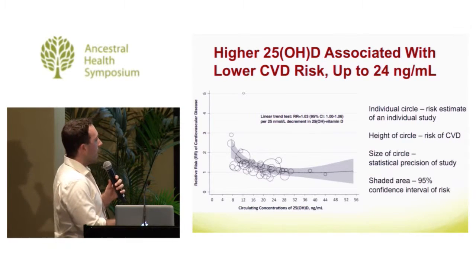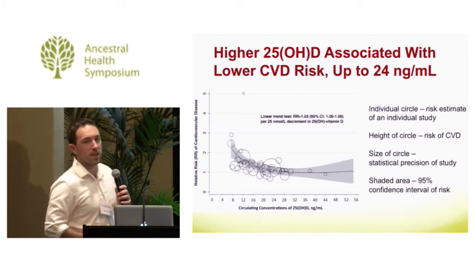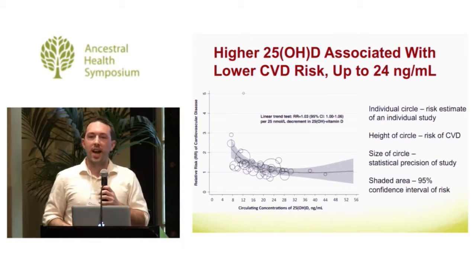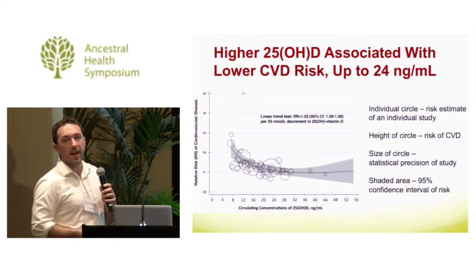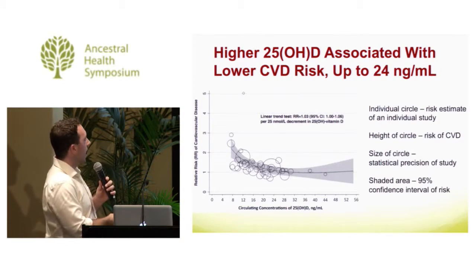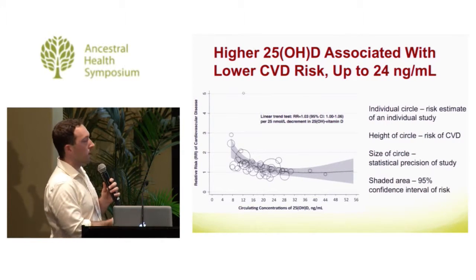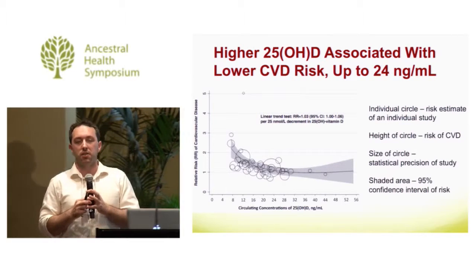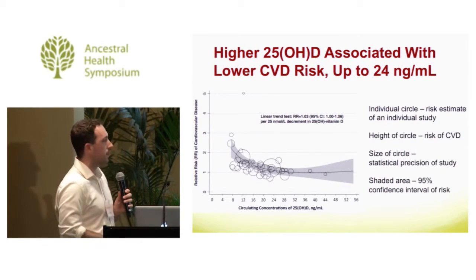When we look at concentrations between 8 and 28 nanograms per milliliter, we have a real lot of data, so the shaded area is very tight around the line. And what we can see is that between 8 and 24 nanograms per milliliter, we have a clearly decreasing risk of cardiovascular disease with increasing vitamin D status.